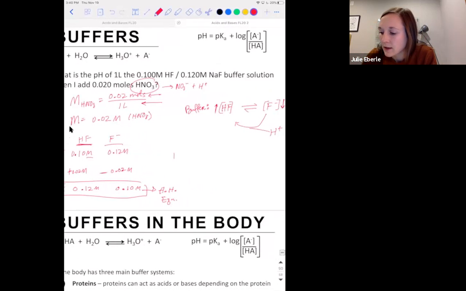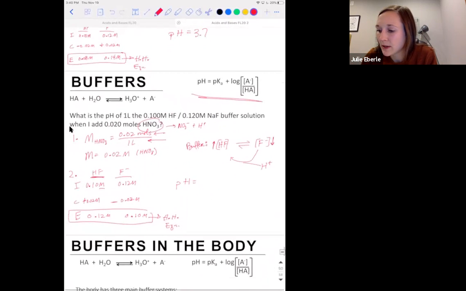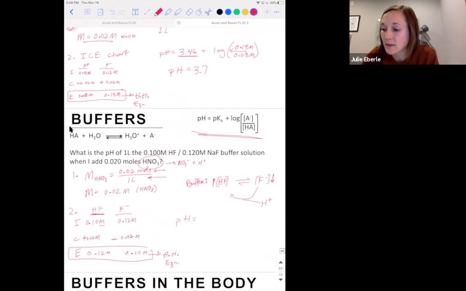So that is pH equals pKa plus the log, right up here if you need it. pH equals pKa. What's our pKa? Well, it has not changed. It's still the same as the previous problem, so 3.46. And remember, we calculated that in part 1 of the buffer problem.